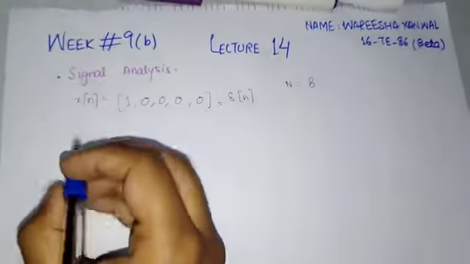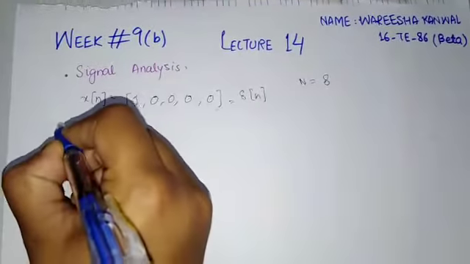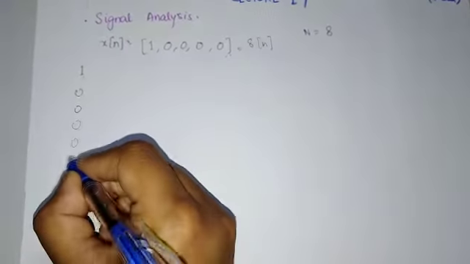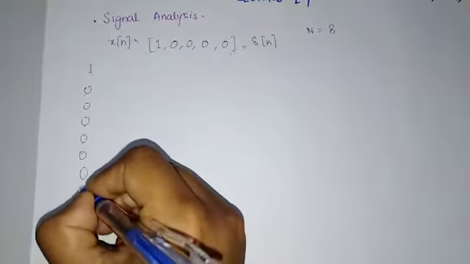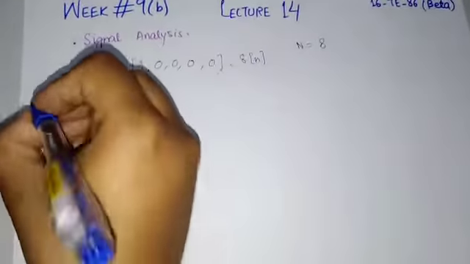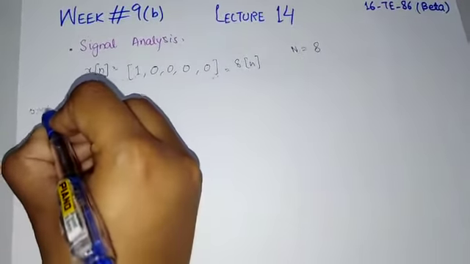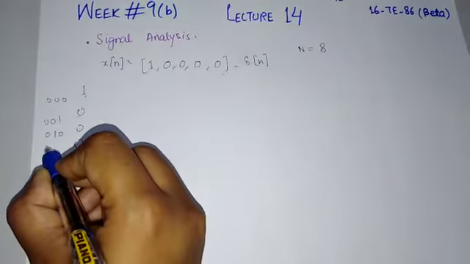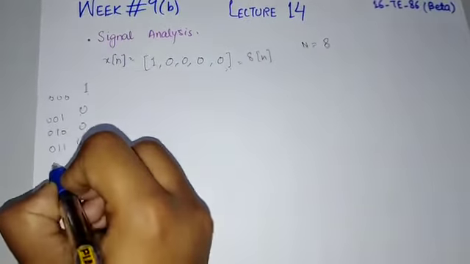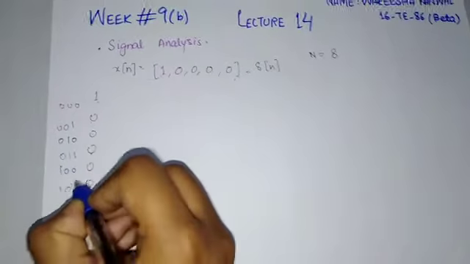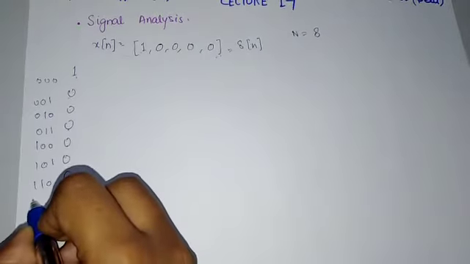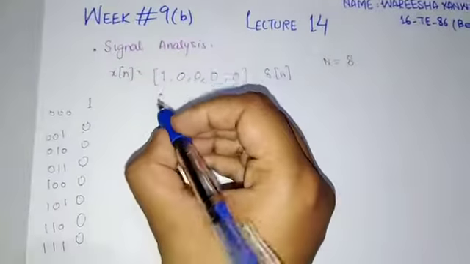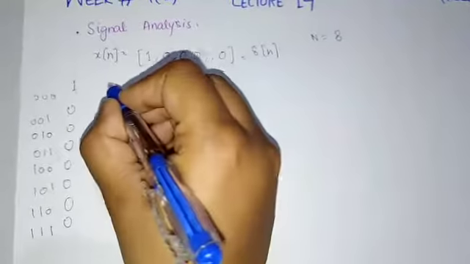So in this case, when we find X of k using FFT, the same procedure is used. We have 1, 0, 0, 0, 0. Now it becomes N equal to 8. In binary, it is written as 000, 001, 010, 011, 100, 101, 110, 111. After bit reversal, it becomes the same.